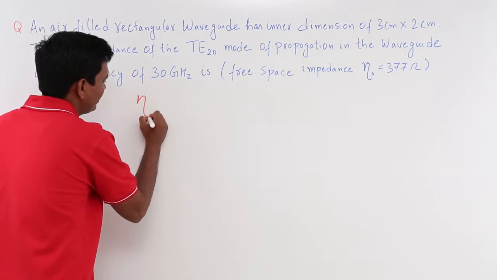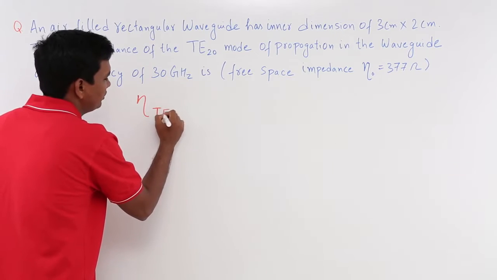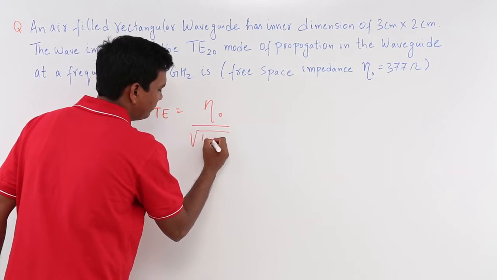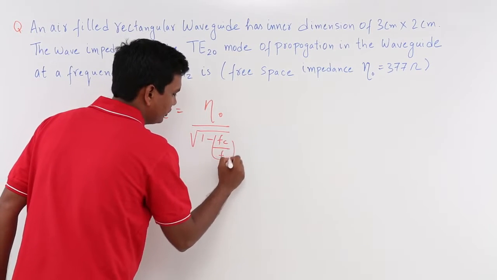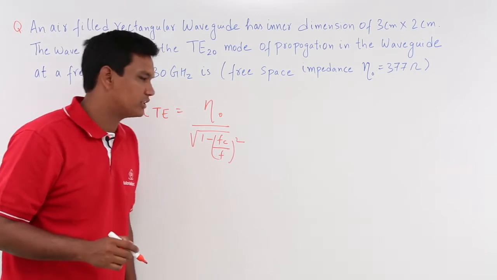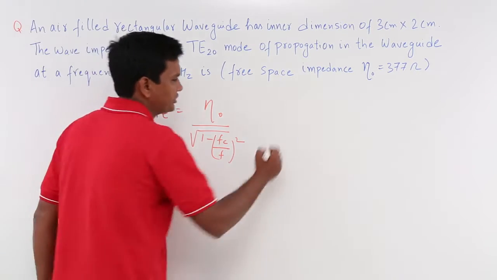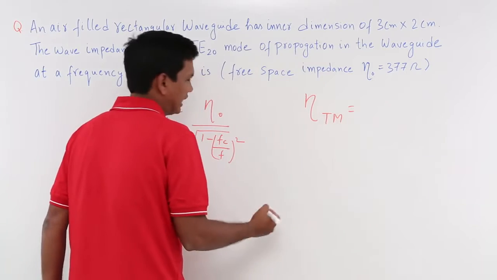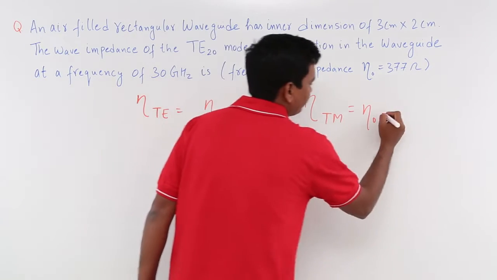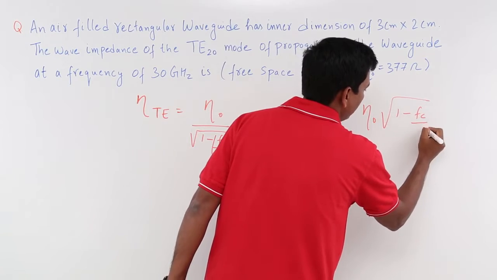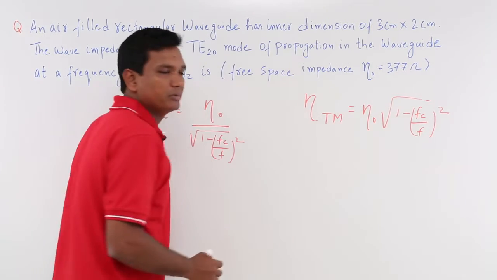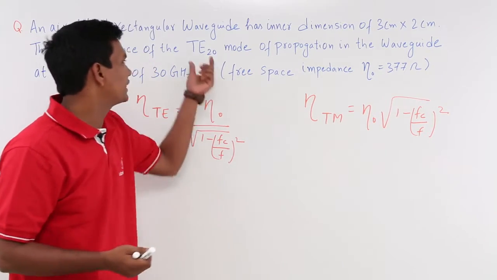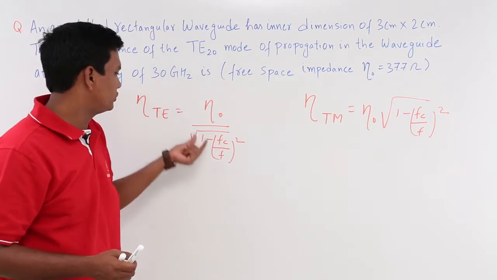Impedance in case of TE mode is given by eta naught, which is nothing but free space impedance, divided by root over 1 minus Fc by F the whole square. This is how the impedance will be calculated in case of your TE mode. Just for information, the intrinsic impedance in case of TM mode can be calculated in the same way, eta naught times root over 1 minus Fc by F the whole square. So, if some problem is given to you and they are asking you about the TM mode, you can calculate in this way. As the problem is directing us to a TE mode, we will be more focused on TE mode.